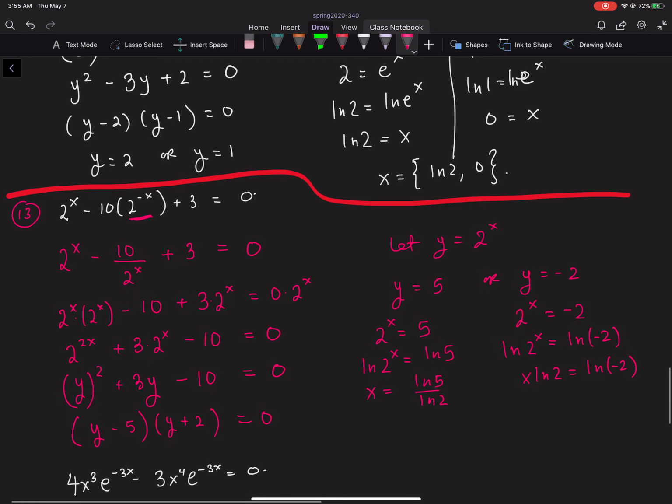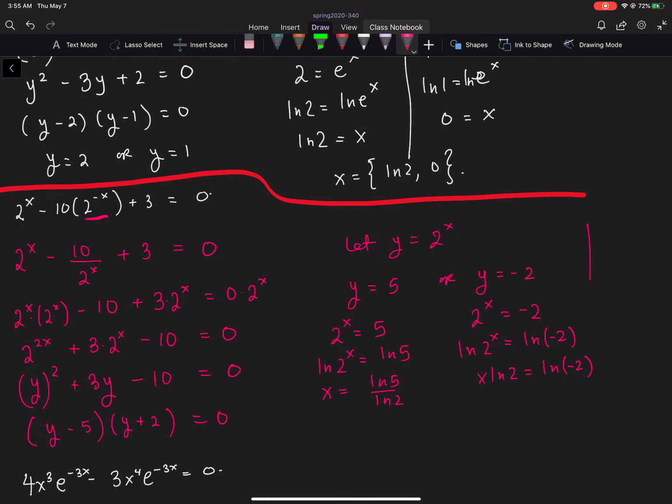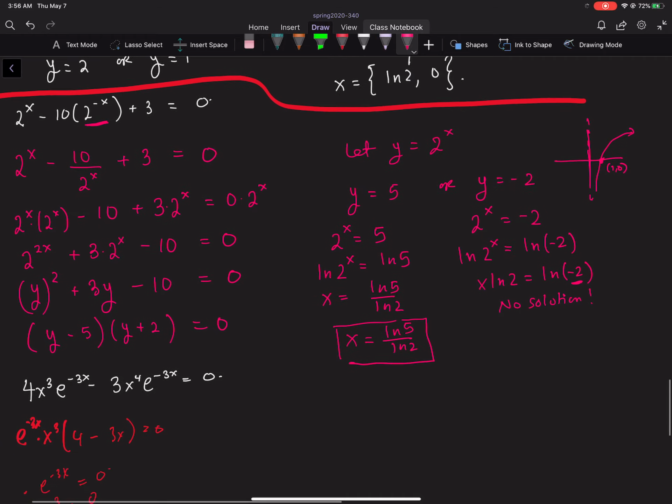But we know the domain of ln, remember the graph of ln is always this way, passing through 1 comma 0. The domain is all positive numbers. Well, my input over here is negative 2, so here we have no solution, because we can't take the ln of a negative number. So the only solution here is x is equal to ln 5 over ln 2.